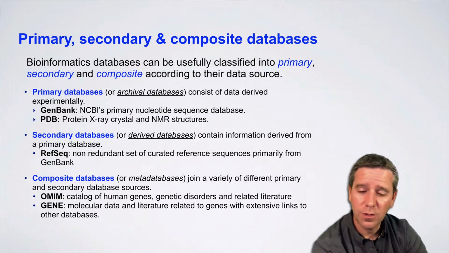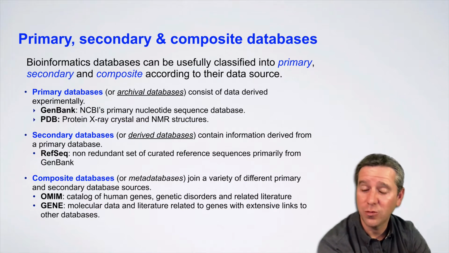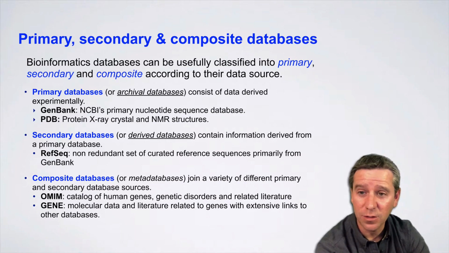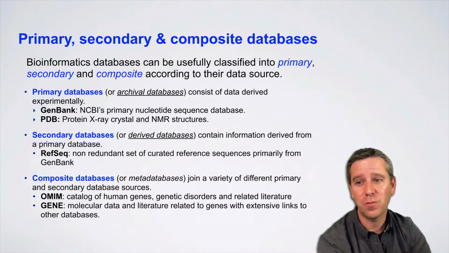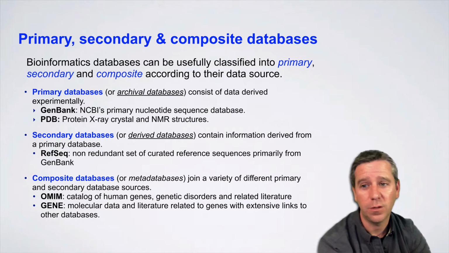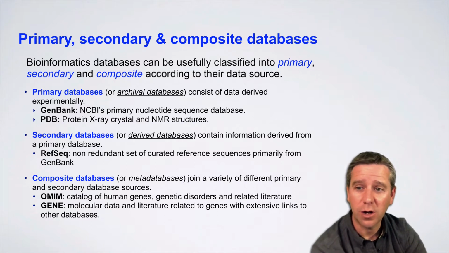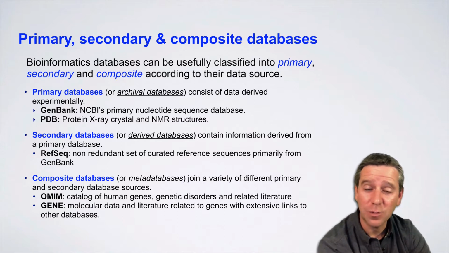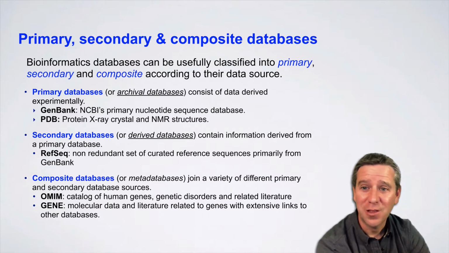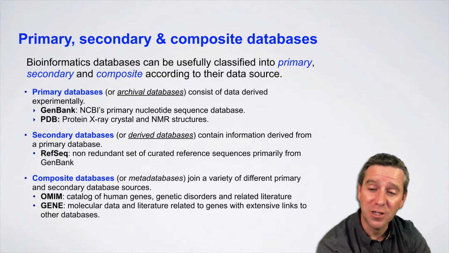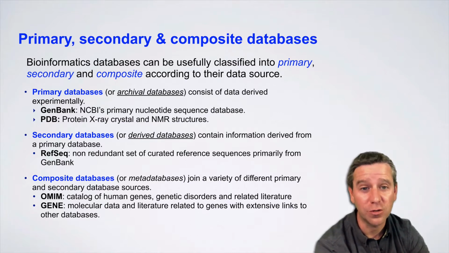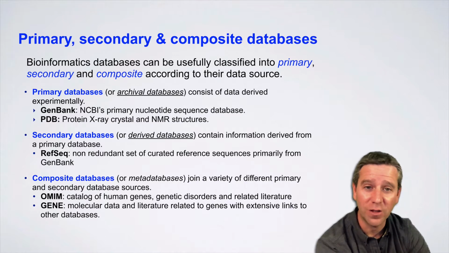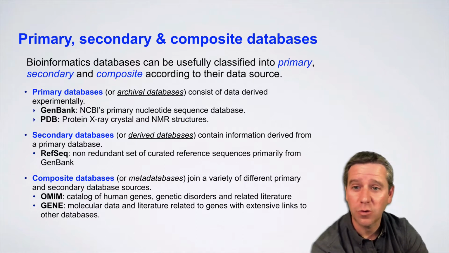Now, primary databases, also referred to as archival databases, consist of data derived primarily from experiments. So the classic examples here are GenBank, that's NCBI's primary nucleotide sequence database, and the PDB, or the Protein Data Bank. This is the major repository or database for biomolecular structures, primarily from X-ray crystallography, but also NMR and cryo-EM.